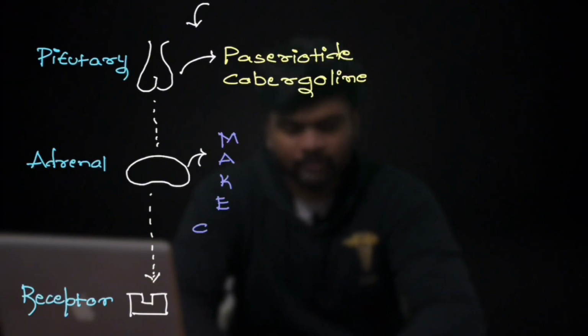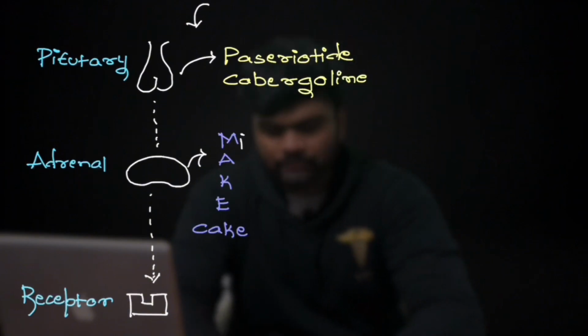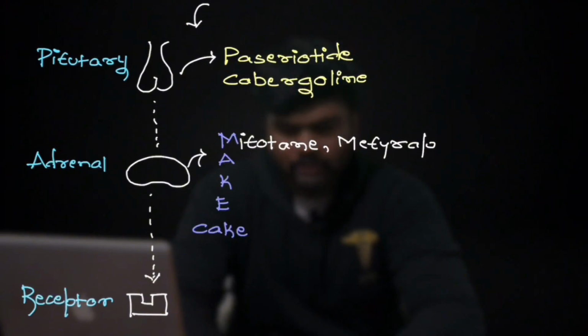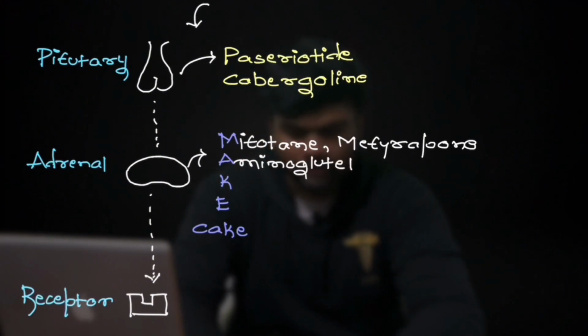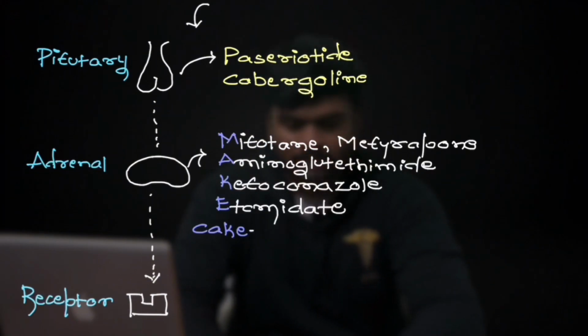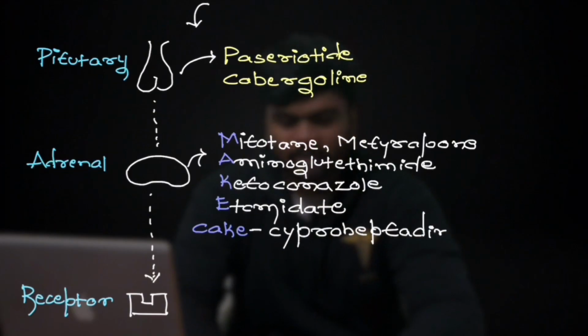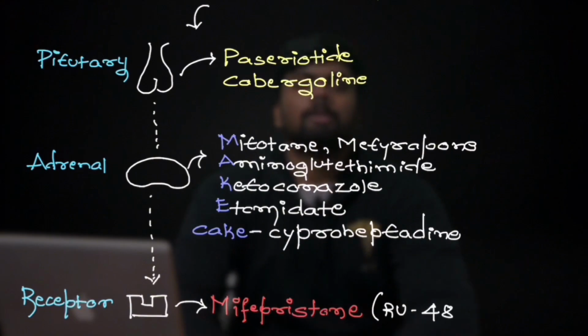Let's remember it as make cake. M stands for mitotane, metyrapone. A stands for aminoglutethimide, K stands for ketoconazole, E stands for etomidate, K stands for cyproheptadine, and finally at the receptor level, mifepristone. Thank you.